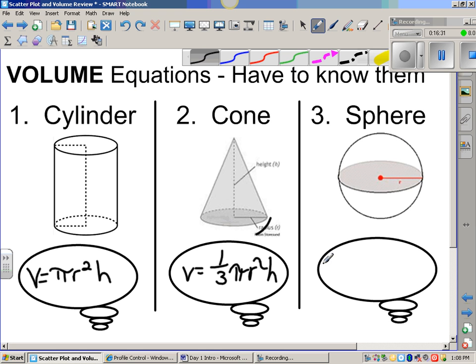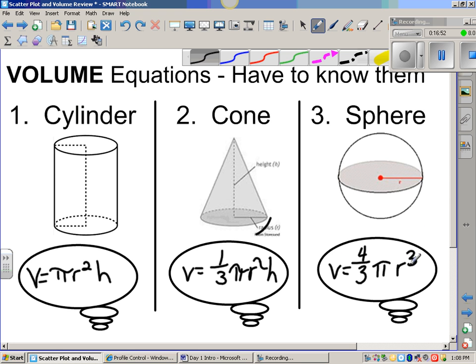And the last volume equation you have to know is your sphere. And this one's a little bit more challenging. You have to memorize it. It's 4/3 pi r cubed. All right, there's no height to speak of, guys. There's no height like there is in a cylinder and a cone because it's a sphere. It's a baseball or a tennis ball. All right, and it's 4/3 pi r cubed.